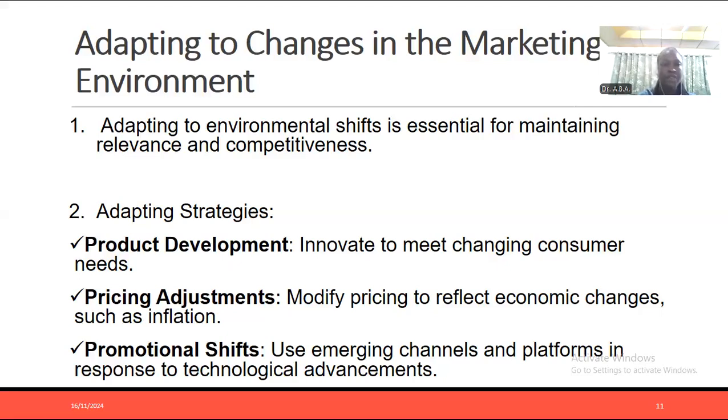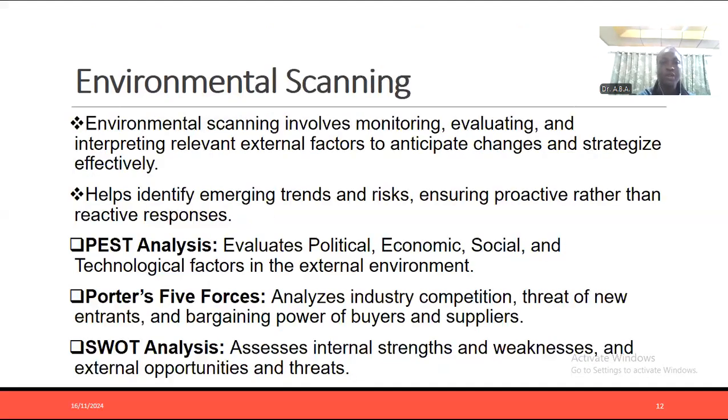And then another strategy is promotional shifts, where you are likely to use other channels or other emerging channels and platforms to, in a way, respond to technological changes. Okay, so it's very important that business organizations try to adapt to the changing market environment.